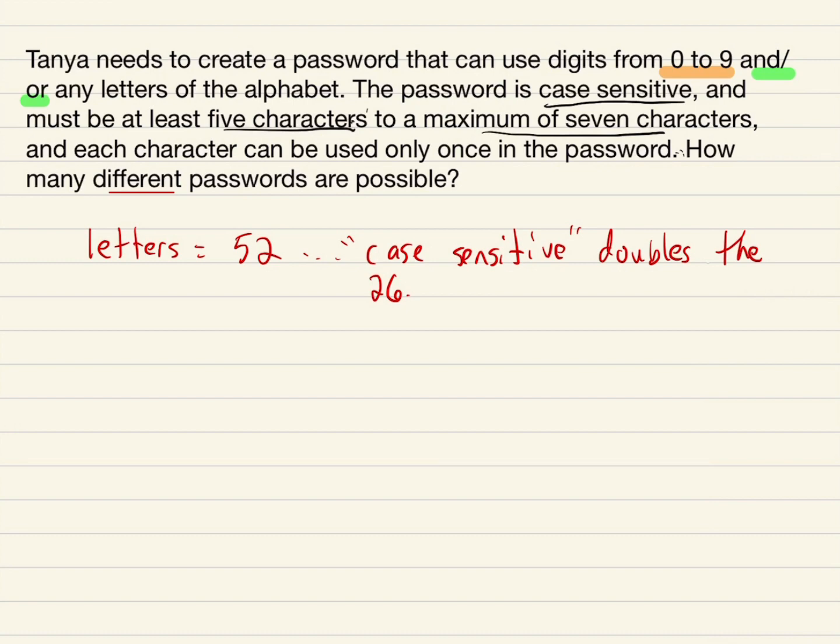So the first thing that we're doing here is I note that there are 52 letters because the case sensitive portion doubles the 26 of the alphabet. And then when it comes to digits, from 0 to 9, that is 10 digits. So I'm going to write here 10 digits. And so if we're thinking about the strategy, that gives us a total of 62 objects or choices.